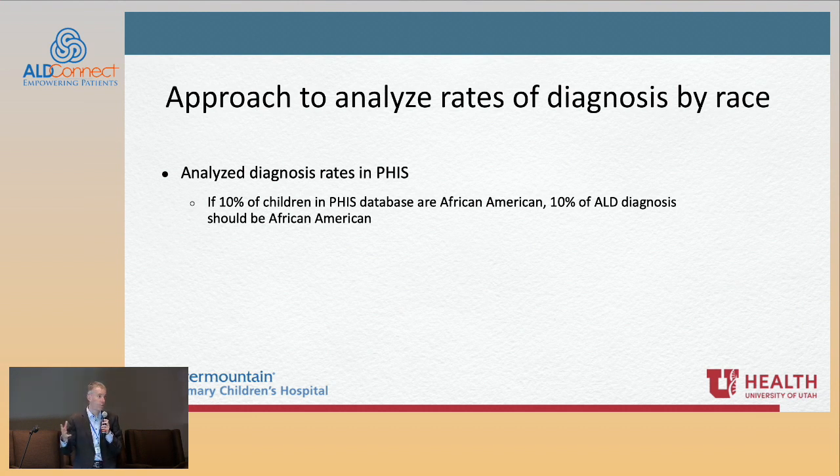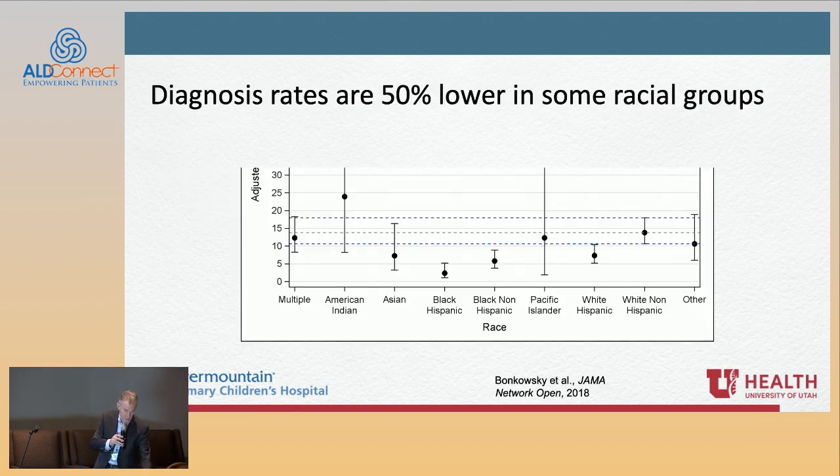We know there should be relatively equal numbers of patients regardless of race. ALD is a genetic disease. As far as we know, it's not affected by whether you're Hispanic or African American. So we took a very simple approach. If approximately 10% of the patients in PHIS are African American, then about 10% of the patients with ALD should be African American. And unfortunately, we did not see that.